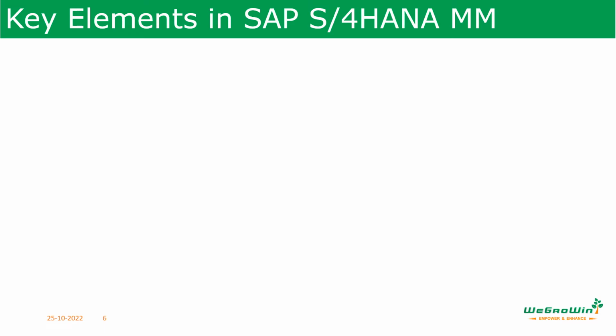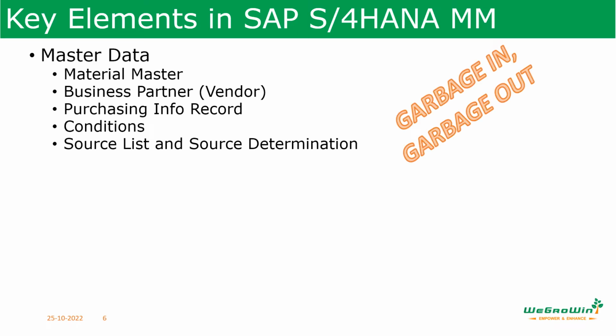So what are the key elements in SAP S/4HANA to implement the activities we discussed so far? It starts with master data. Master data is very, very important and critical. This is what we discussed now, key success factors: people, process, and data. Why is it important? Garbage in, garbage out. What we give as input, that is what we get as output. So defining master data is very important.